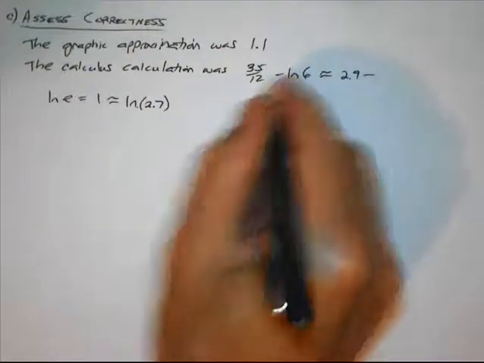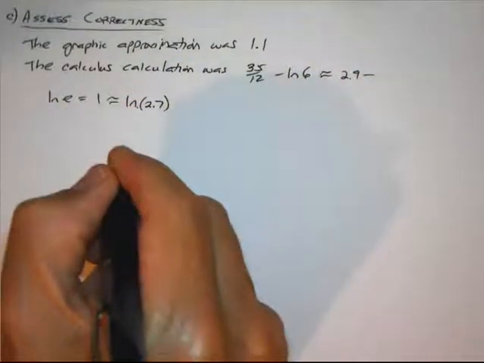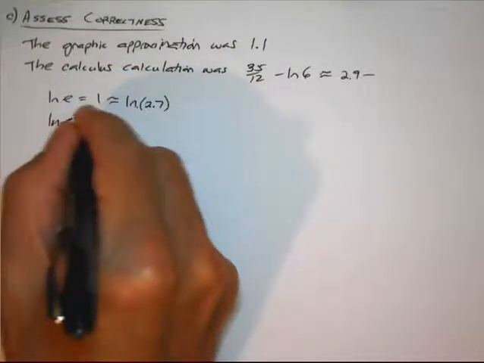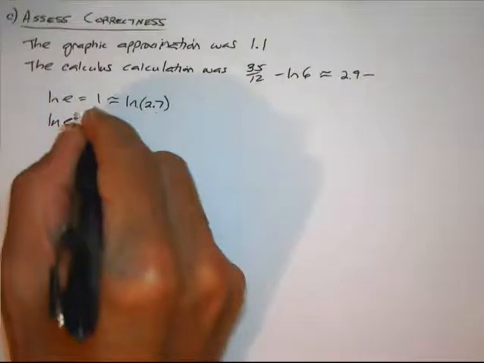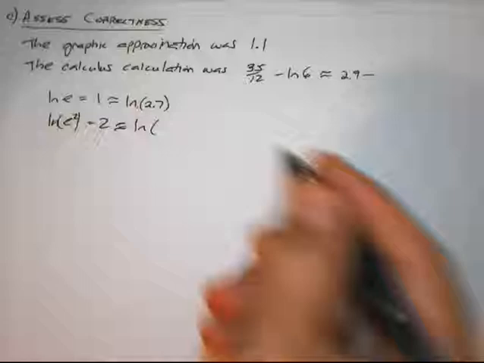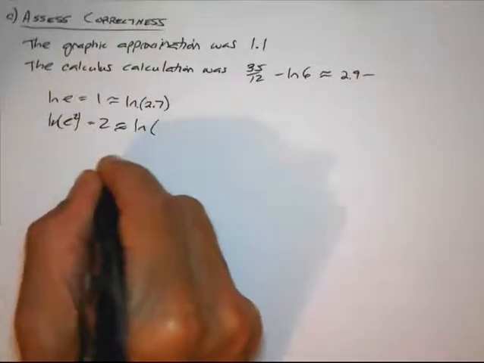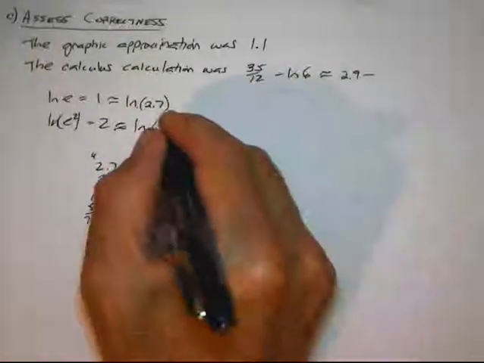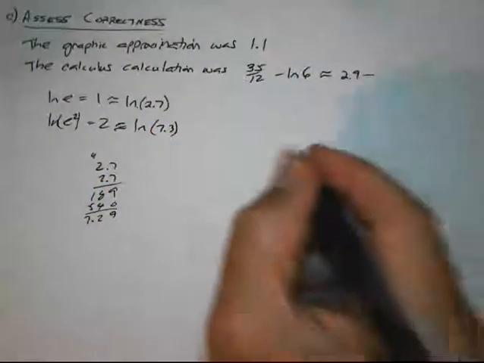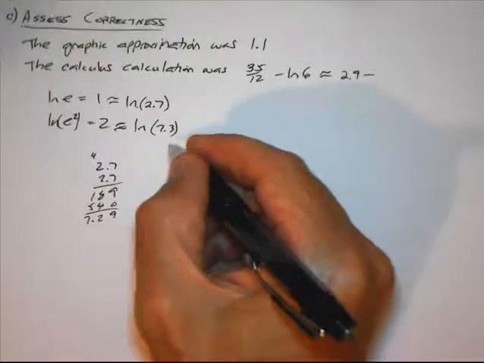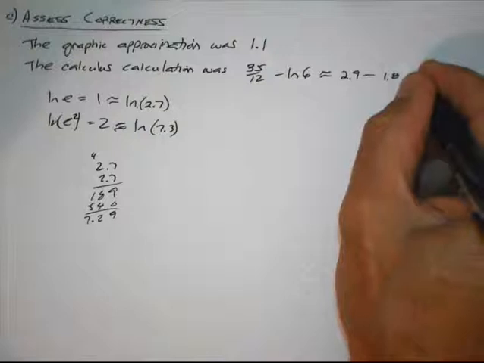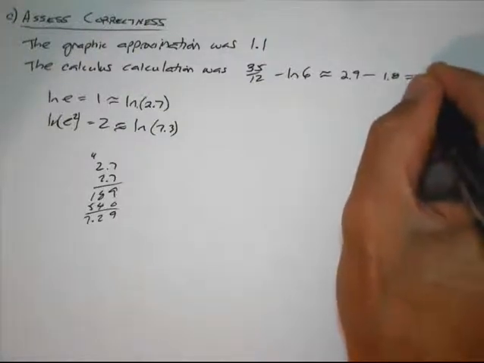So we know log 6 is more than 1. Something else we could say is the natural log of e squared. That would be 2. Almost the same as, let's see, e is about 2.7. Let's do 2.7 squared. So that's about natural log of 7.3. Now since we're after natural log of 6, 1.8, something like that, right? And what does this give us? This is 1.1.